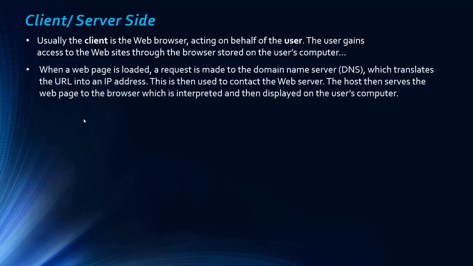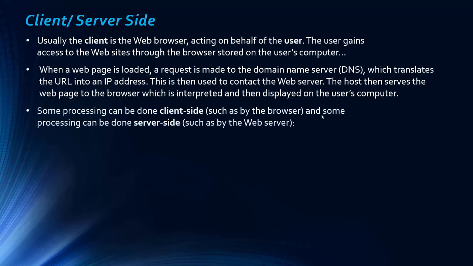So just to recap what we've looked at so far, if we can get it into paragraphs. When we load a web page, a request is made to the domain name server, the DNS server, which translates the URL into an IP address. This is then used by the web browser to contact the web server, and the host then serves the web page to the browser, which is interpreted. This is in HTML and is then displayed on the user's computer.